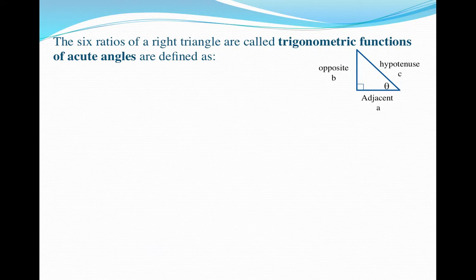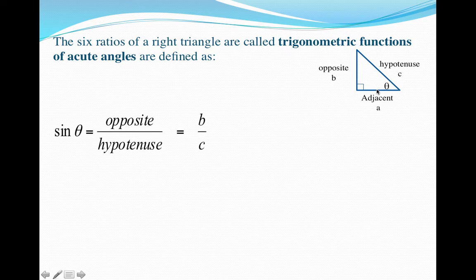The 6 ratios of a right triangle are called trigonometric functions, and we're going to define them using the sides of the triangle: the opposite side, the adjacent side, and the hypotenuse. If theta is located here, then the opposite side is side B, because it is across the triangle from theta. That's opposite. The hypotenuse is the side that's always opposite the right angle. And that leaves this side to be the adjacent side to theta, which is the one next to it.